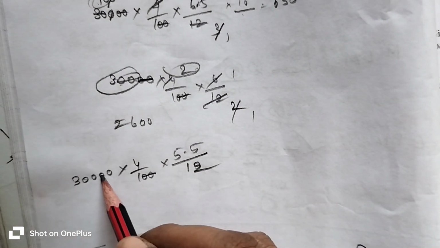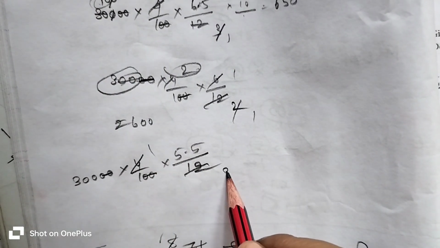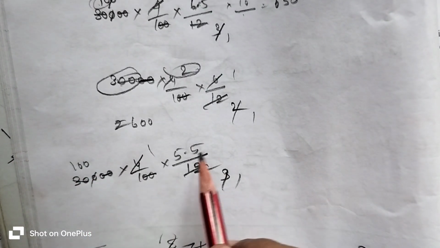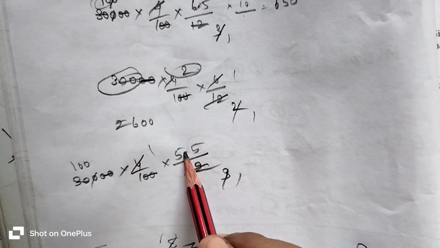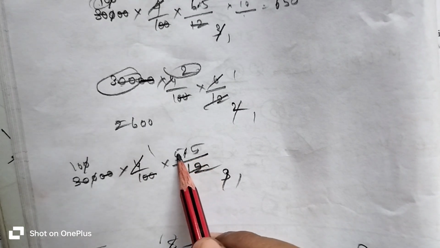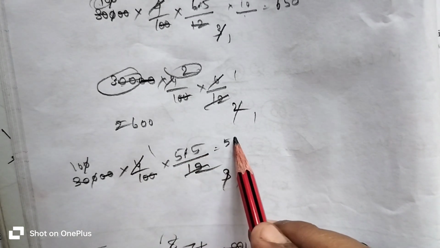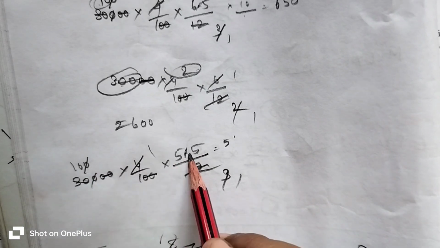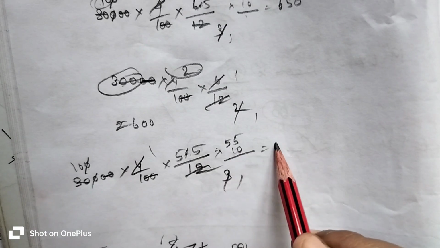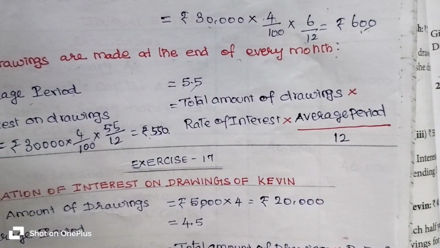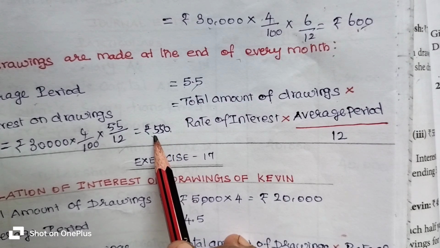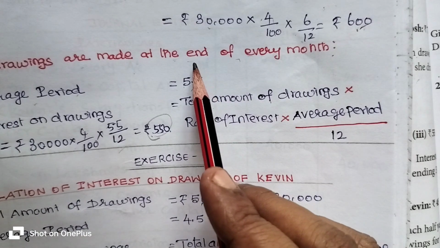This 20 is to be cancelled for this 20. 1 4 is 4, 3 4s are 12, 1 3 is 3, 10 3s are 30. This 0 is to be added here. After one digit we have a point here. To remove this point you have to cancel one 0. After cancelling this 0 for the point, 5.5 is converted into 55, into 10. So 55 into 10 is 550 rupees. So the interest on drawings under the average period method is 550 rupees at the end of every month.